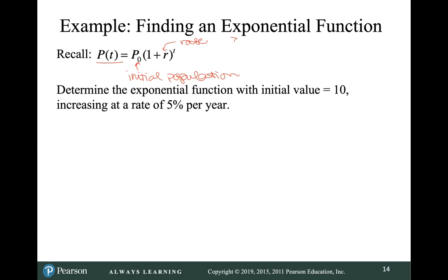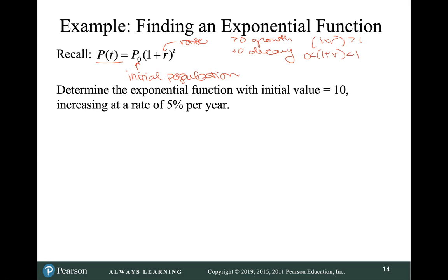If R is greater than 0, or positive, then this is growth. And that makes 1 plus R greater than 1. And then if our rate is less than 0, this is decay. And that puts 1 plus R between 0 and 1, right? So we looked at a couple of different ways of looking at growth and decay.